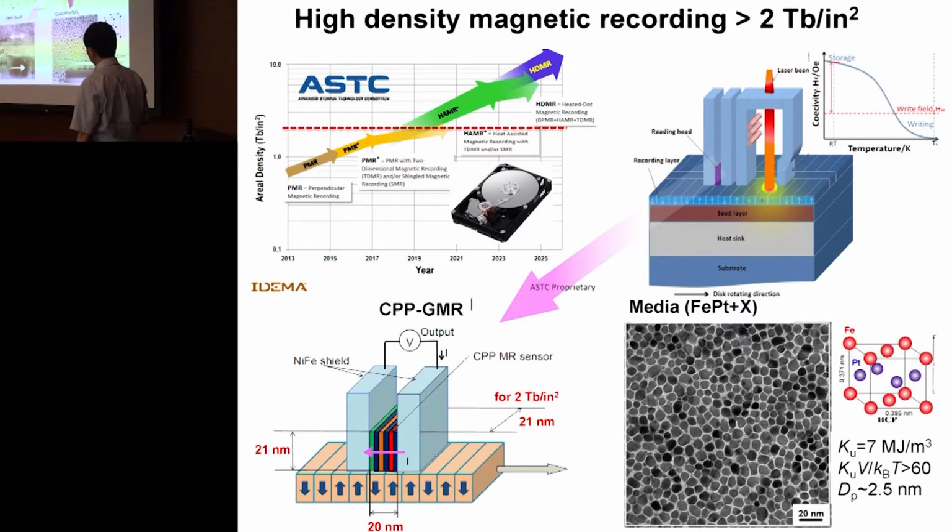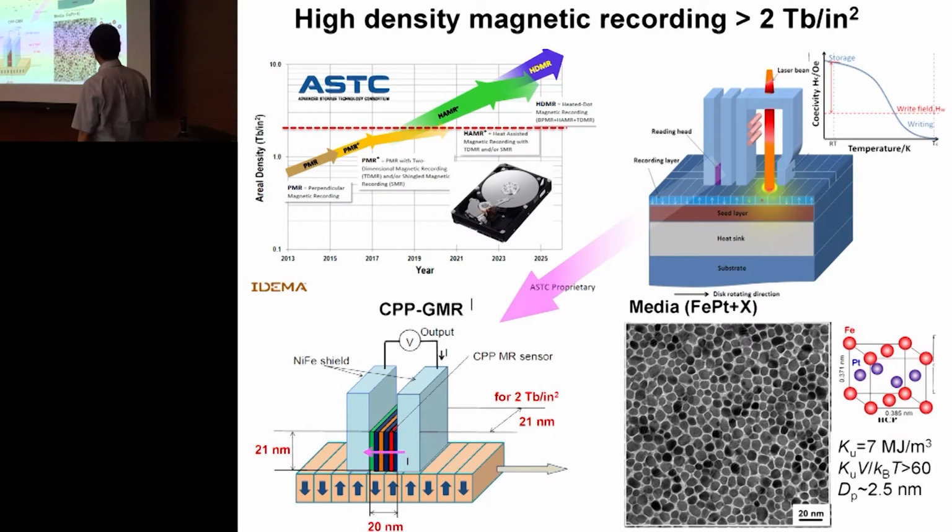And as to the reader, currently the MgO-based magnetic tunneling junction is used. Depending on the relative orientation of the magnetization, resistance changes. So this is the current magnetic sensor being used for the lead sensor. But in order to go to this area, we need to move to a totally different system. And one proposed and most promising method is known as heat-assisted magnetic recording.